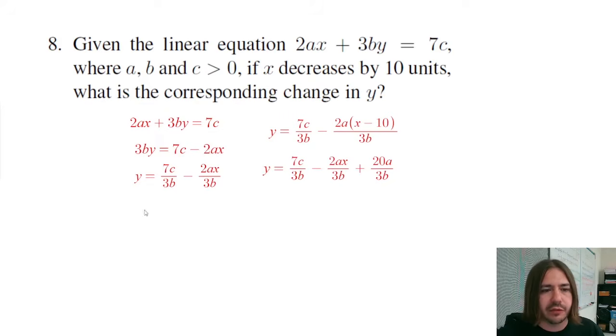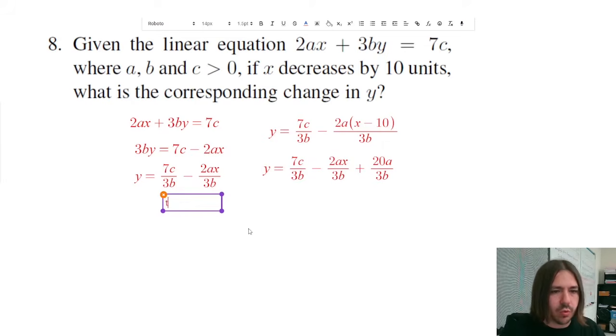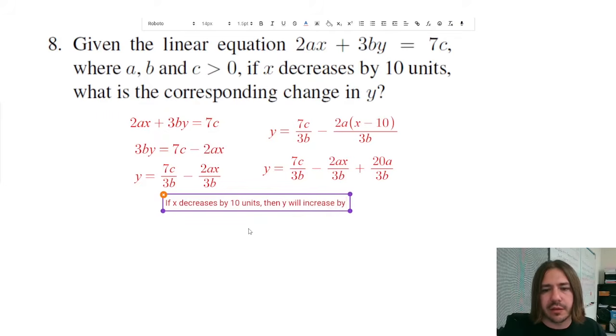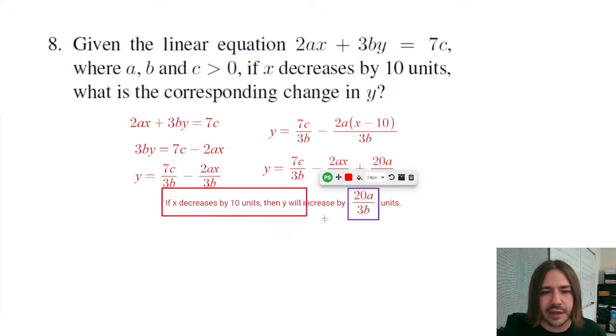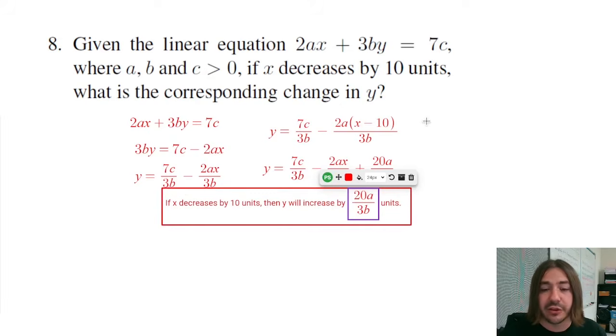So the way we want to answer this question is we'll say if x decreases by 10 units, then y will increase by this many units. Okay, so if x decreases by 10 units, then y will increase by 20a over 3b units.